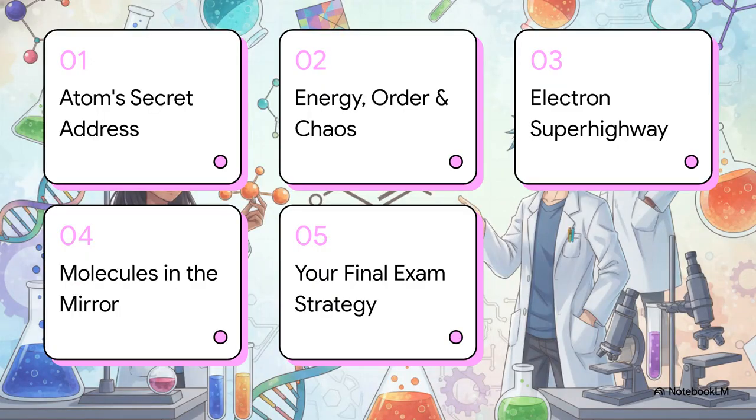So, here's the game plan. First, we're decoding the atom's secret address. Yep, quantum numbers. Then we dive into energy, order, and chaos with thermodynamics. After that, it's a ride on the electron superhighway of electrochemistry. Then we'll check out molecules in the mirror with stereochemistry. And finally, we'll lock down your final exam strategy. Sound good? Let's jump into section 1.